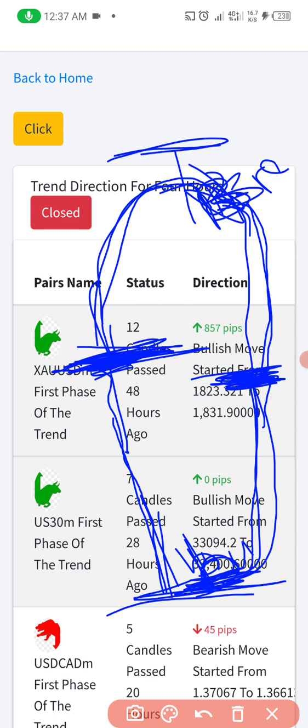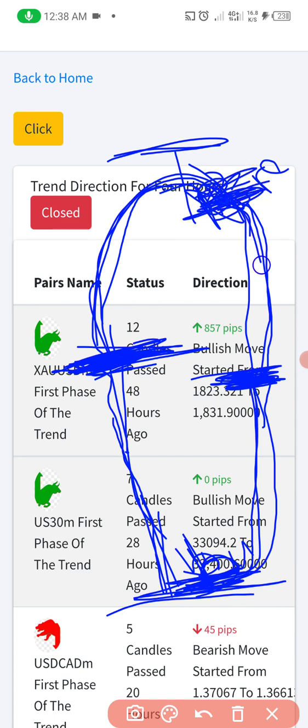You have to be patient. We have 28 pairs. If one is in its last phase, one should be in its first phase. Different pairs have different phases. So I've established this now. First phase of a bullish move will get to a last phase of a bullish move. Last phase of a bullish move must get to a first phase of a bearish move.